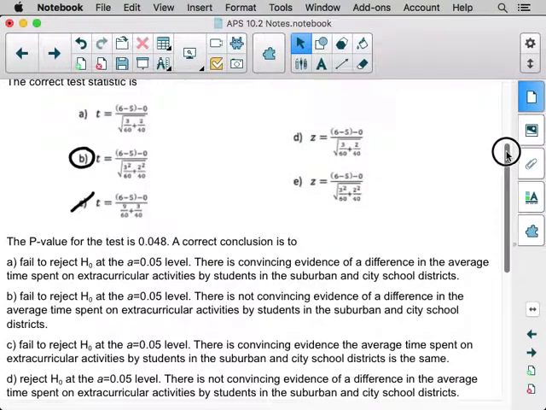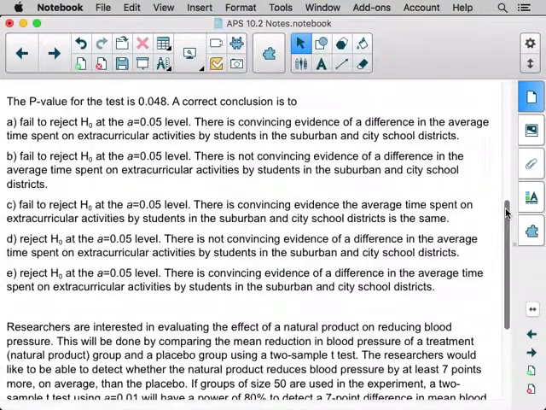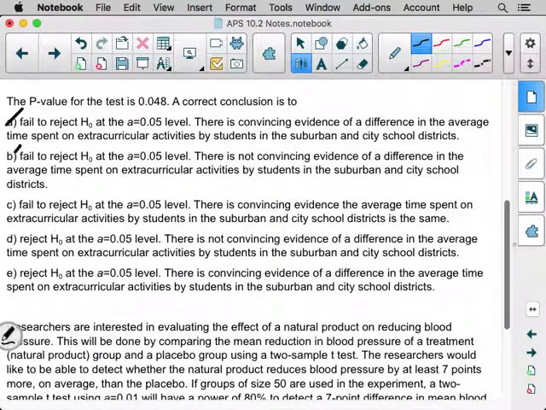All right. So that test above, we got a test statistic and a p-value of 0.048. So notice every one of these is comparing that to 0.05. So first, what would our conclusion be? We would reject, okay? So right away, doesn't that rule out A, B, C?